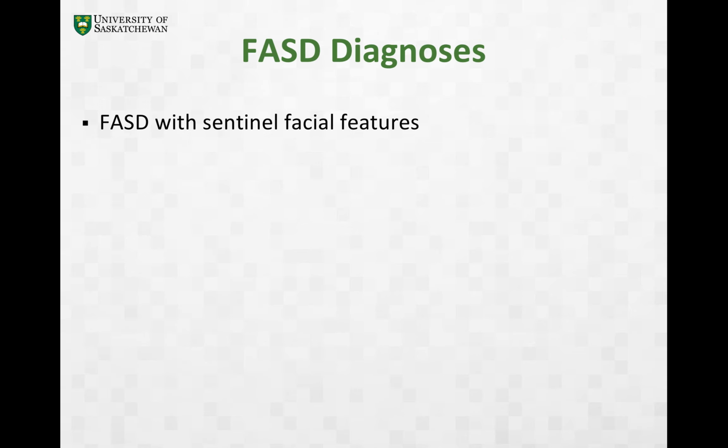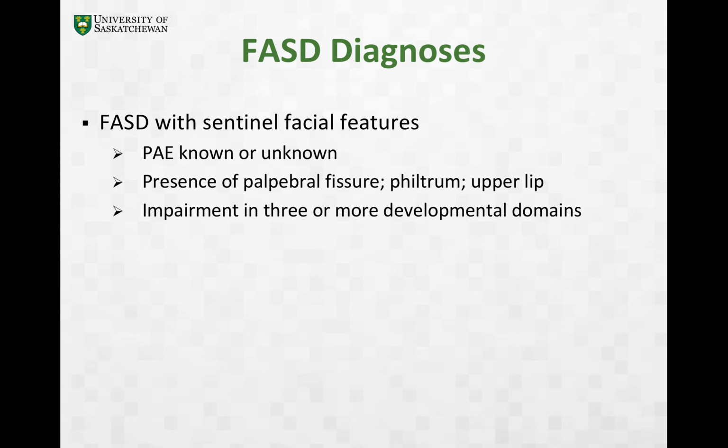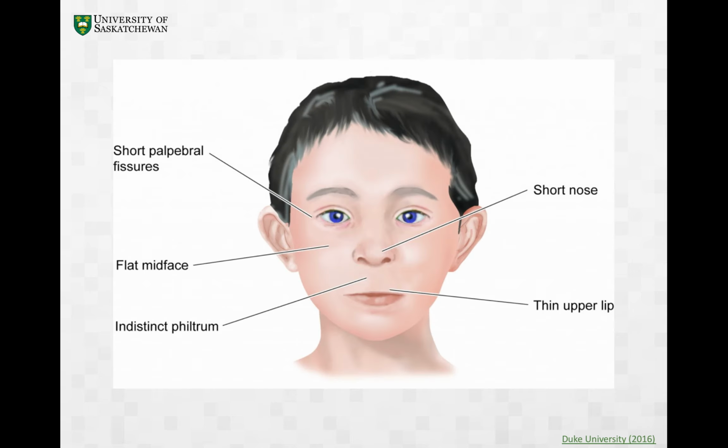Now, when it comes to FASD diagnoses, there are basically 3 types. The first one is what we call FASD with sentinel facial features. In this case, we have either known or unknown prenatal alcohol exposure, the presence of these specific facial features, and I'll show you a picture of that in a second, and then we see impairment in 3 or more of the developmental domains that I just mentioned. We do know that there are very unique facial features that are often associated with FASD. The reason why in some cases prenatal alcohol exposure doesn't need to be known is because these facial features are only associated with prenatal alcohol exposure and no other teratogen.